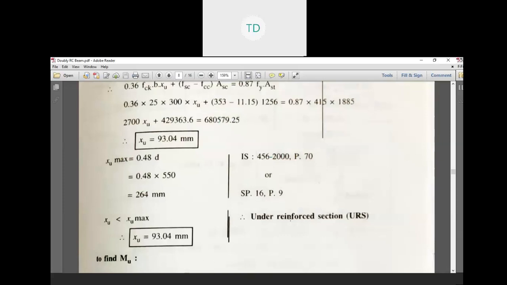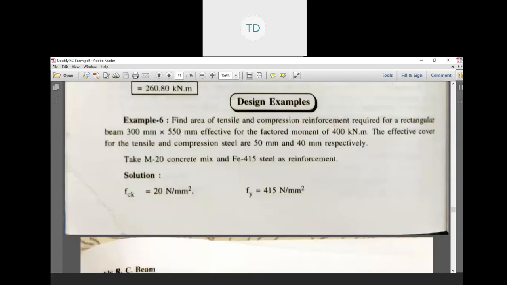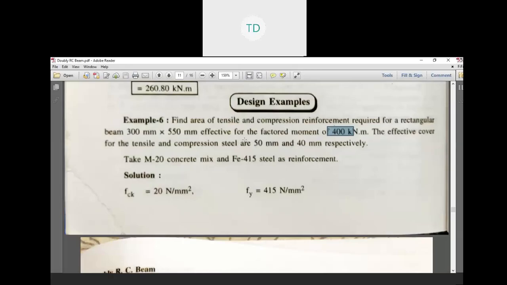Now we are going to solve a design example. We have calculated an analysis example; this is an example of design. The problem is to find the area of tension and compression reinforcement required for a rectangular beam of 300 into 550 mm effective for a factored moment Mu equal to 400 kilonewton meter. The effective covers for the tensile and compression steel are 50 and 40 respectively. Take M20 and Fe415 grade.